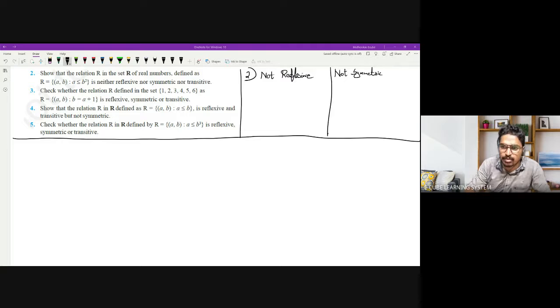Has anyone got the example to show that it is not symmetric? Anyone? Anyone got the example? 30 seconds more. Ten seconds more.